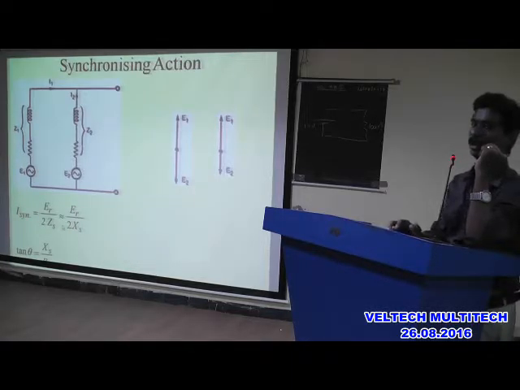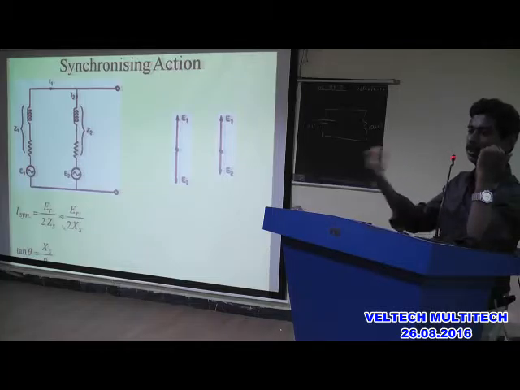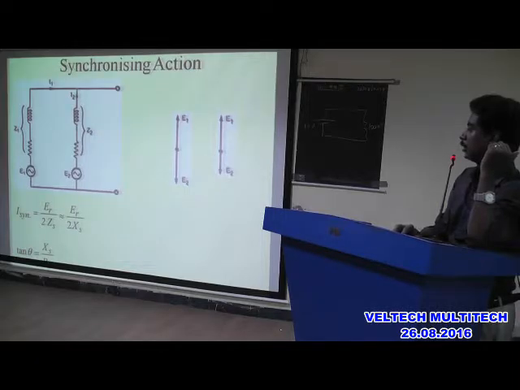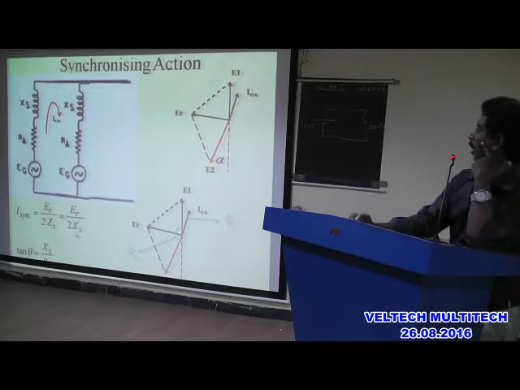So normally in any alternator, the armature resistance is negligible compared to synchronous reactance. That is why, if you neglect the armature resistance, the synchronizing current ISY equals ER divided by 2XS.